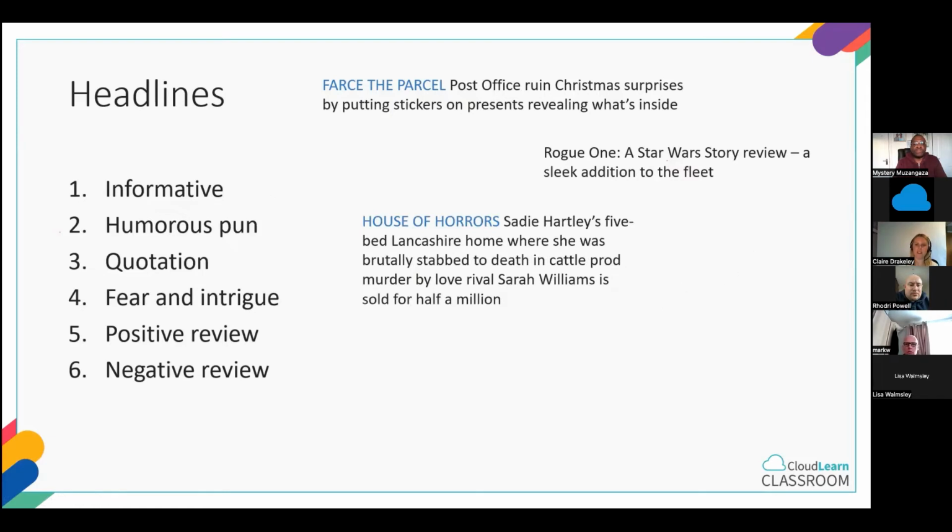House of Horrors, Sadie Hartley's 5-bed Lancashire home, where she was brutally stabbed to death in cattle prod murder by love rival Sarah Williams, is sold for $500,000. Which one are we going for? Informative, quotation, fear and intrigue, or negative review? 2 votes so far. What does everyone think? 3 votes. This one's split too. That's interesting, really interesting.